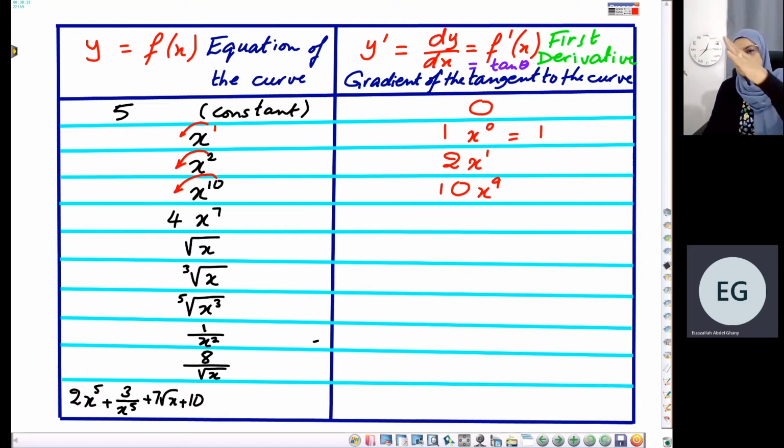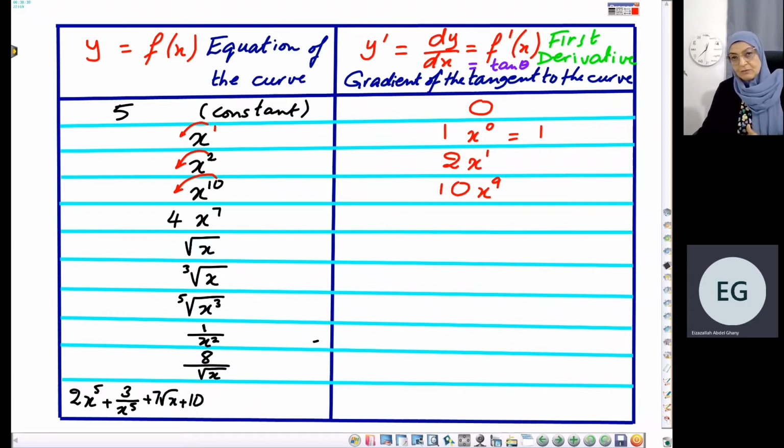Y equals x, a line that is inclined at 45 degrees, positive gradient. What about x squared? No, x squared is a parabola. It's a quadratic function. What about x to the power of 10? What about all these functions? All these are equations of curves.